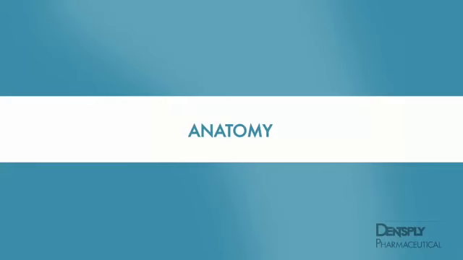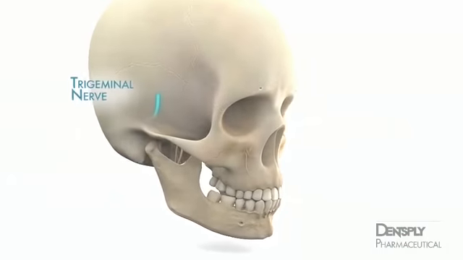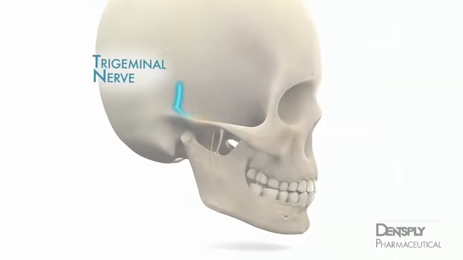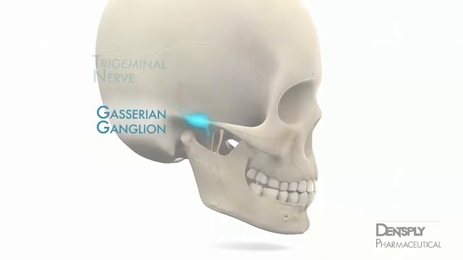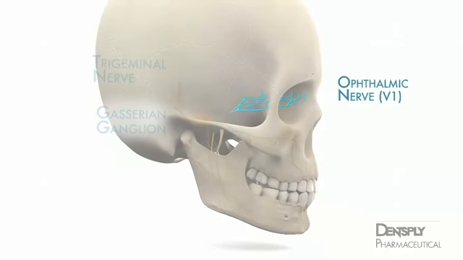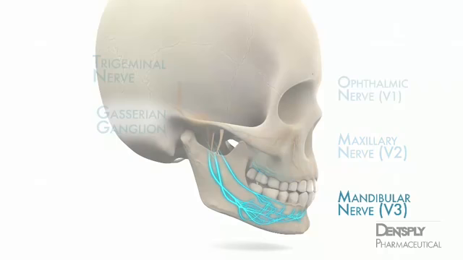Anatomy. The oral cavity receives innervation from the trigeminal, or the fifth cranial nerve. The sensory cell bodies of the nerve form a large half-moon-shaped ganglion called the trigeminal, semilunar, or Gasserian ganglion, which is situated in the trigeminal depression of the middle cranial fossa. Originating from the trigeminal ganglion are three large nerve trunks: the ophthalmic, V1, the maxillary, V2, and the mandibular, V3.